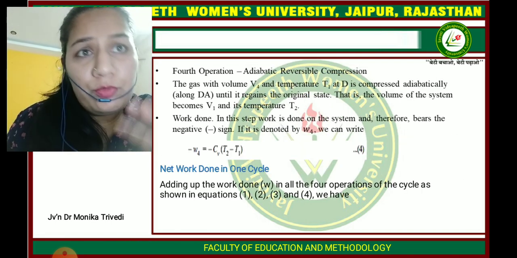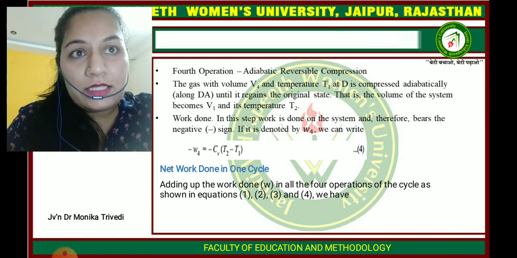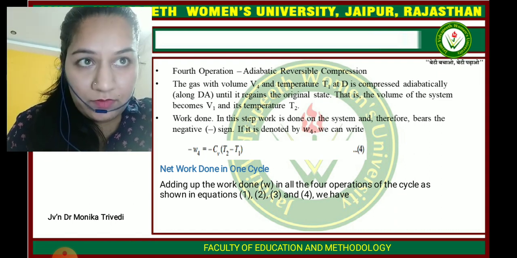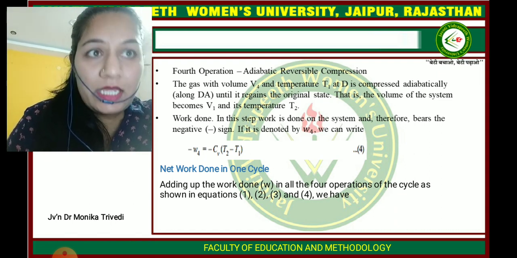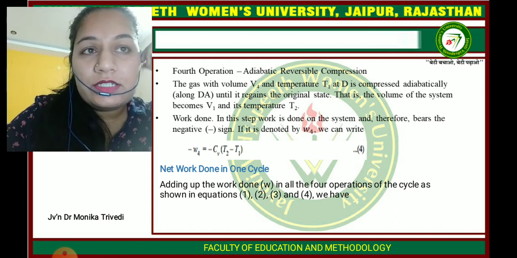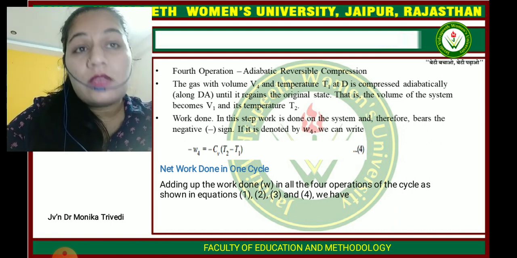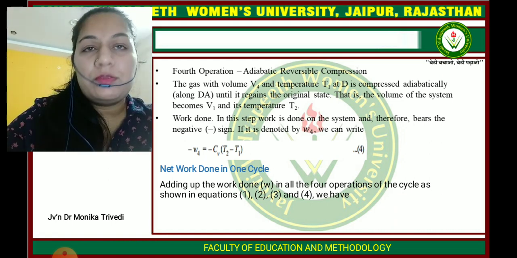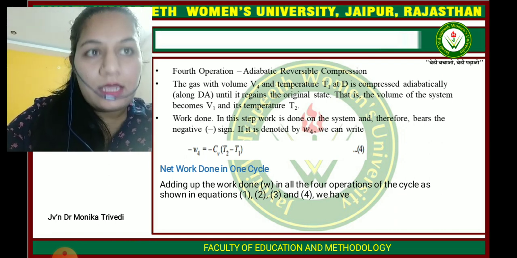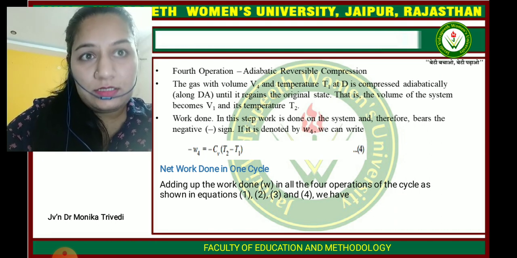For the fourth operation, adiabatic reversible compression. The gas with the volume V4 and the temperature T1 at the point D is compressed adiabatically until it reaches the original state. That is, the volume of the system becomes V1 and the temperature becomes T2. The work done on the system in that step has a negative sign.